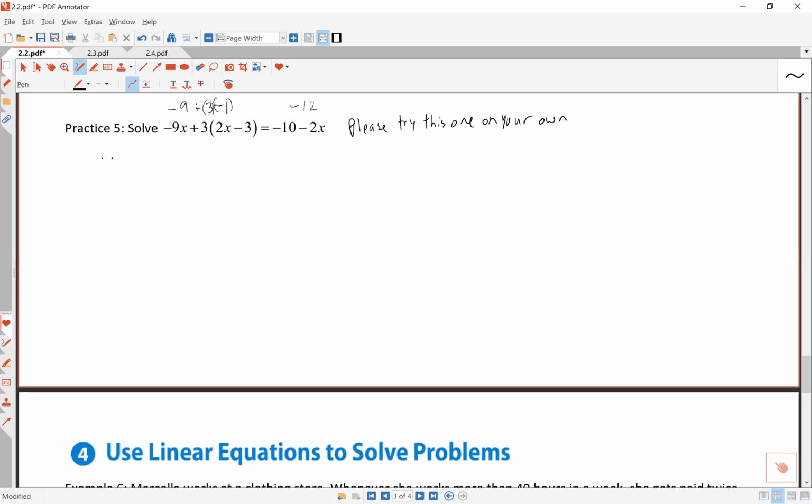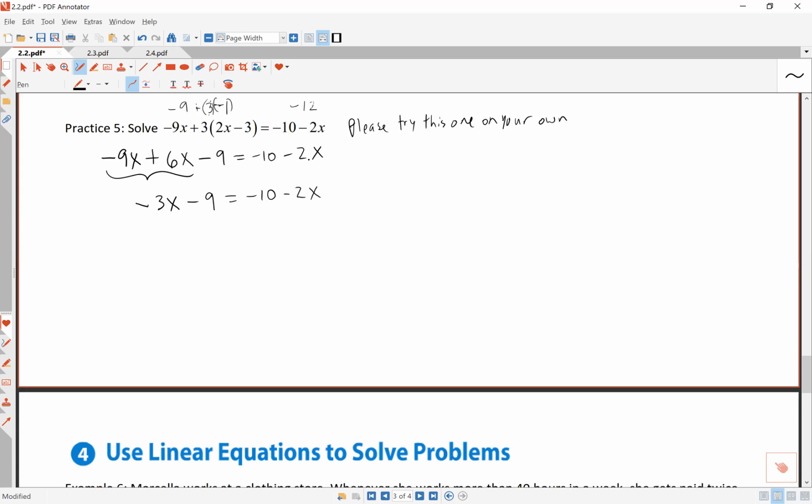All right, so we got a little bit of everything here. We got parentheses. Negative 9x plus, we distribute. 3 times 2x is 6x. 3 times negative 3 is negative 9. Then negative 10 minus 2x. We have variables on the same side, so those are combined because they're like terms. We get negative 3x. And at the end of it, you're going to have to make a decision.